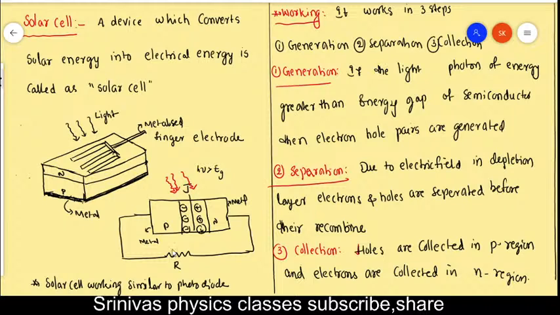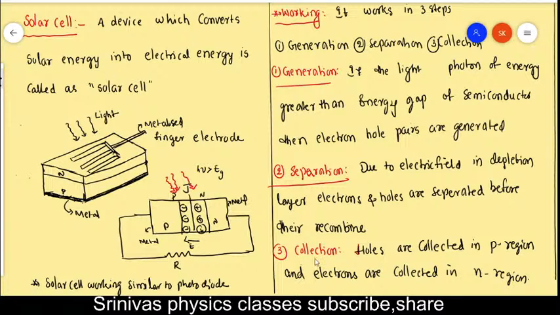These electron-hole pairs are separated due to the electric field, because an electric field is there in the depletion layer. The electrons are attracted by the positive ions, so they are collected in the N region, and the holes are collected in the P region. Due to the electric field, electrons and holes are separated before they recombine. That is the second step, separation.